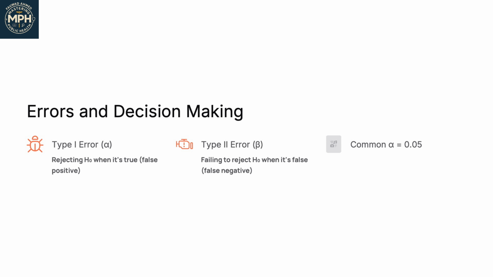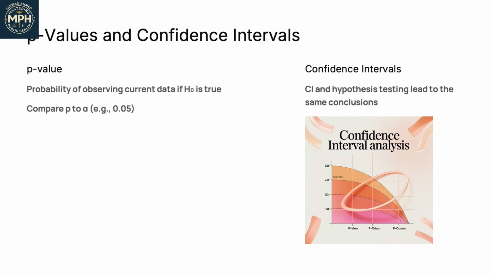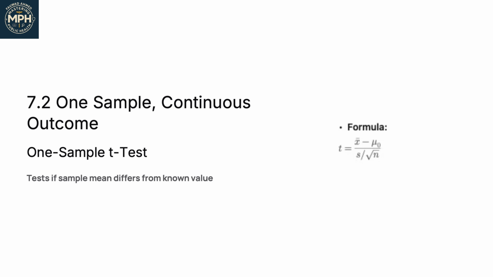A type 1 error occurs when we reject the null hypothesis even though it's actually true, a false positive. A type 2 error happens when we fail to reject the null when the alternative is actually true, a false negative. The p-value tells us how likely we are to see our results, or more extreme, if the null hypothesis is true. If the p-value is less than alpha, we typically reject the null. Hypothesis testing is closely related to confidence intervals. If the CI doesn't include the null value, the result is statistically significant. Second is test with one sample.